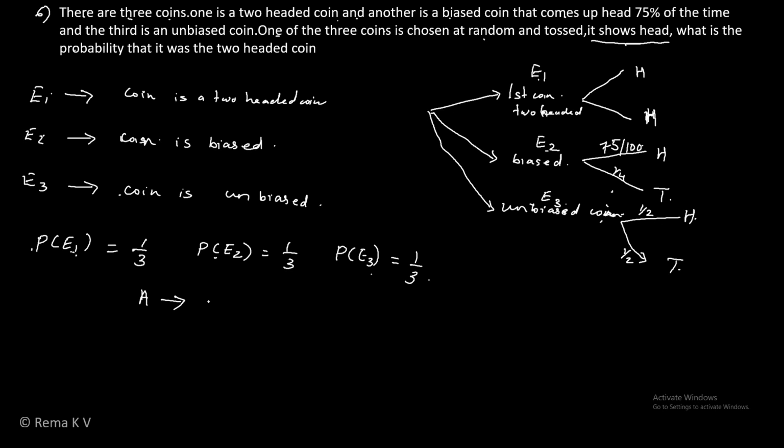Getting a head. Okay, very good. See, A is the event getting a head. Now we have to write the probability of getting a head when the first coin is chosen. Probability of getting a head when the first coin is chosen. From here you can write the probability.